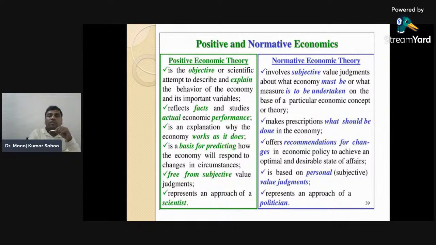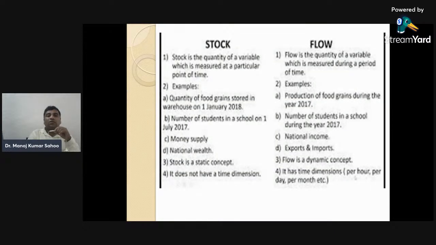Okay, moving further, what is the concept of stock and what is the concept of flow? Stock is the quantity of a variable which is measured at a particular point of time. Flow is the quantity of a variable which is measured during a period of time.